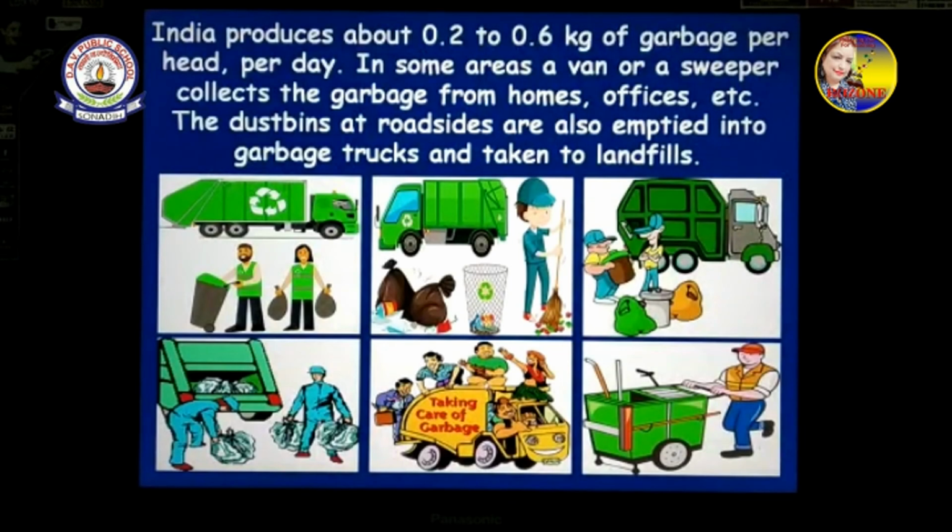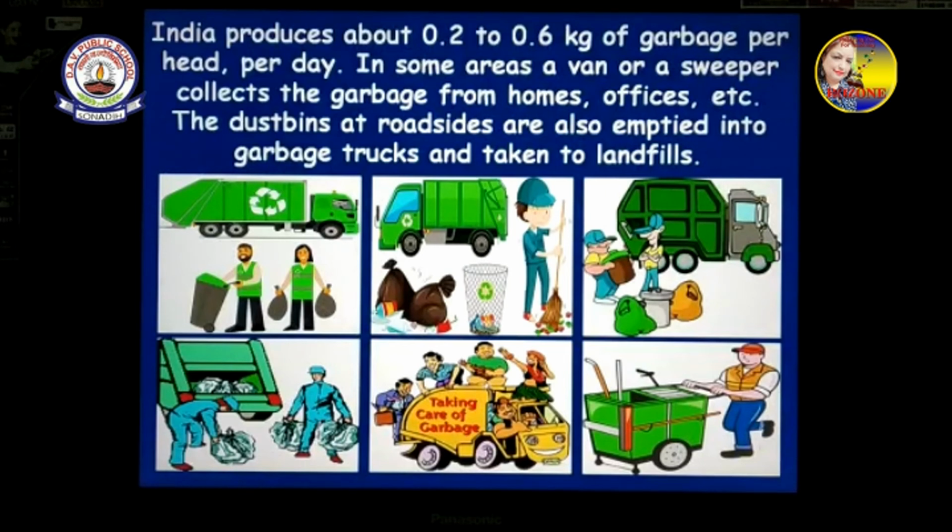India produces about 0.2 to 0.6 kg of garbage per head per day. Per head means one person. Per day means every day. 0.2, if you calculate, it's around 200 grams. 0.6 means 600 grams. So if we even take 0.2, means 200 grams per person, if 4 persons are in that house, so multiply with 4. 4 2s are what?